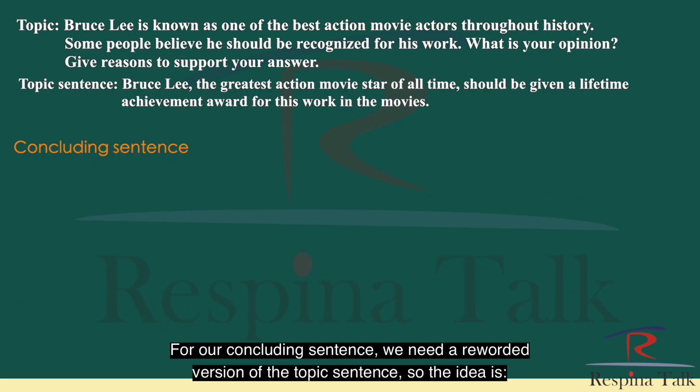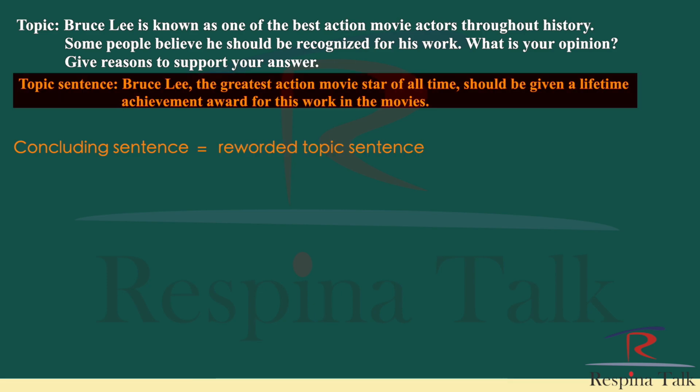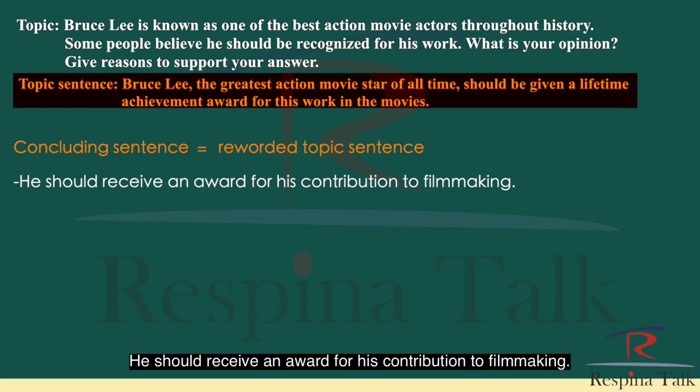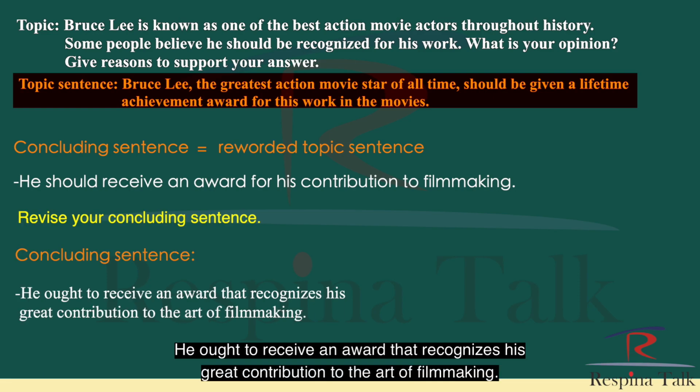For our concluding sentence, we need a reworded version of the topic sentence. So the idea is, he should receive an award for his contribution to filmmaking. And to make this sentence into a complex sentence, we could rewrite it again like this. He ought to receive an award that recognizes his great contribution to the art of filmmaking.